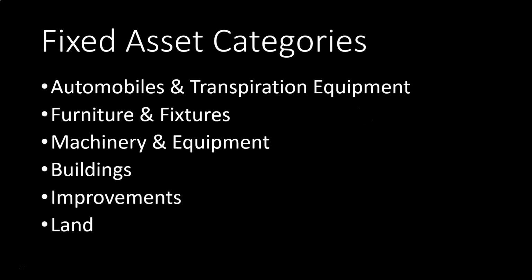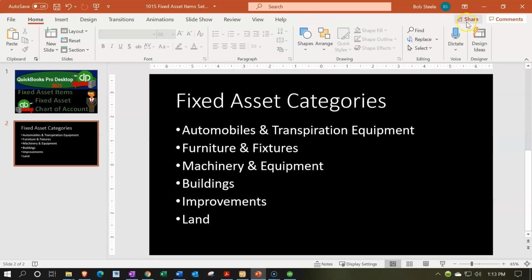Maybe I only need automobile, furniture and fixture, and machinery or something. Maybe I don't have a building or improvements or land. But you might want to set them up. If you don't use them, you don't use them. They won't show up on your balance sheet unless you have activity within them. So that's the first thing you want to think about. We'll set up those accounts to line up to the general overarching accounts on the tax software.